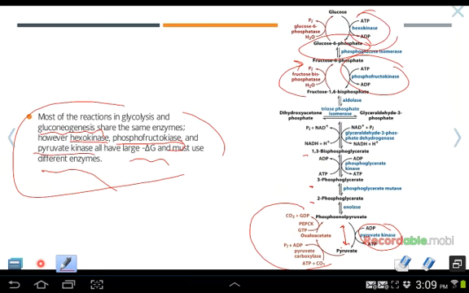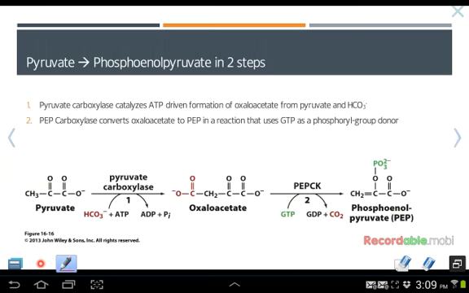You will notice that phosphoglycerate kinase does not need to be bypassed in gluconeogenesis because our delta G was near 0 in this step. So this one is actually freely reversible, even though we generated ATP in glycolysis and in gluconeogenesis, we burn a molecule of ATP. Okay? So pyruvate, to be converted back to PEP, is done in 2 steps.